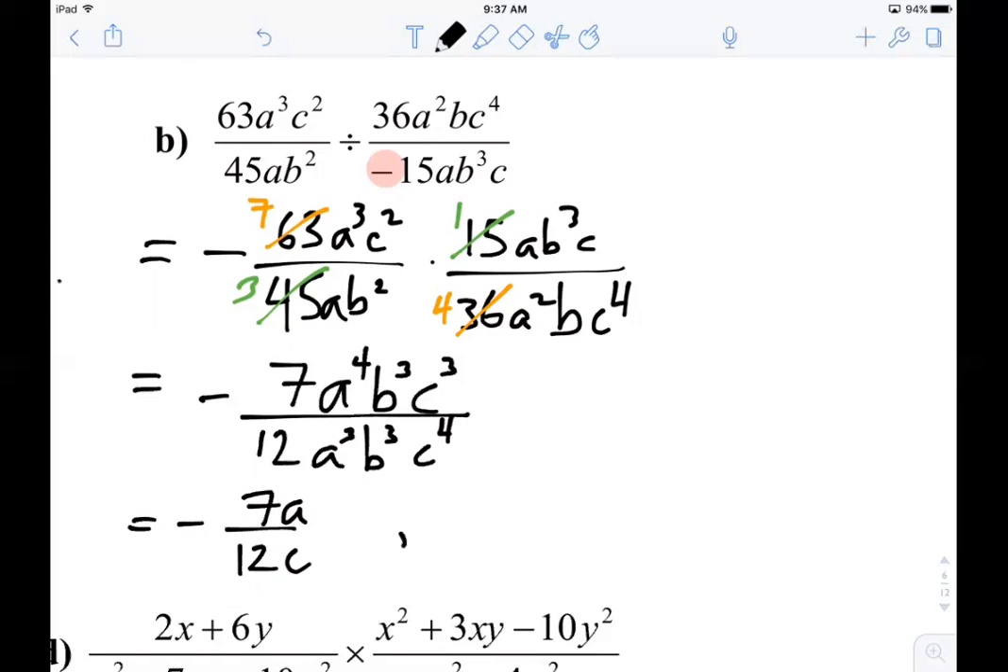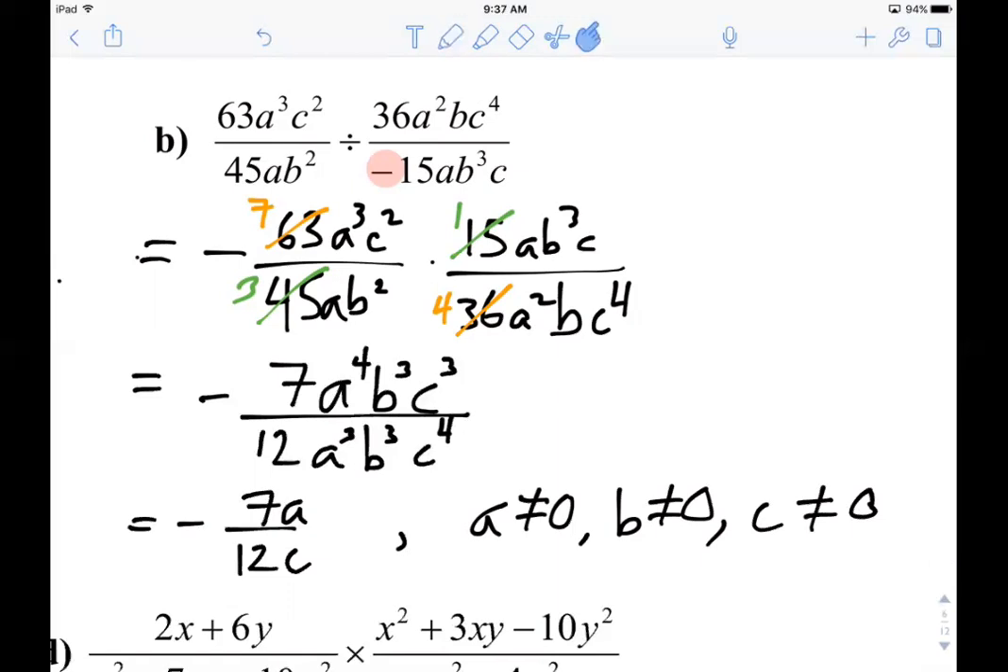But again, notice that if any of those variables had been equal to 0, the entire denominator would end up being 0. So that means a cannot equal 0, b cannot equal 0, and c cannot equal 0. None of those things can be true, and as long as none of them are true, this still represents a rational expression in its simplified form.